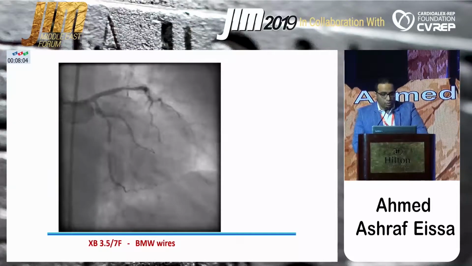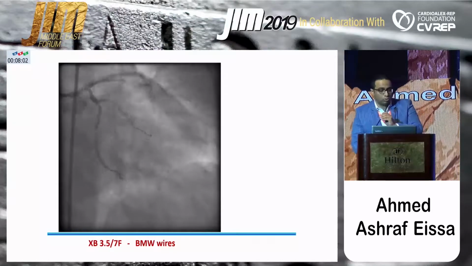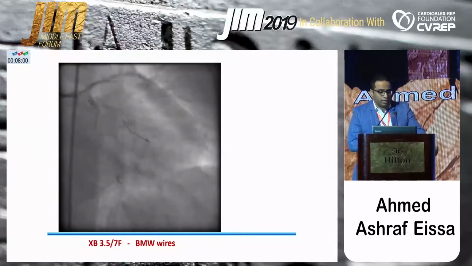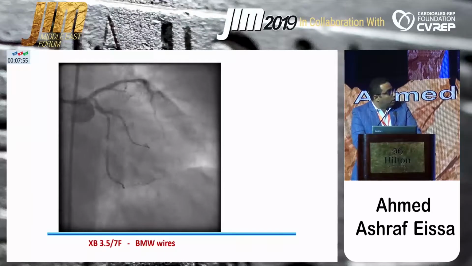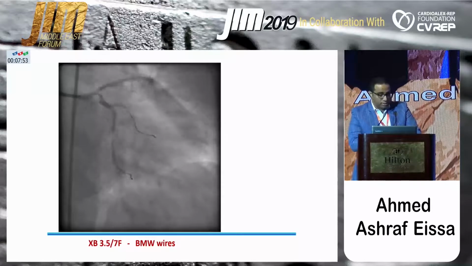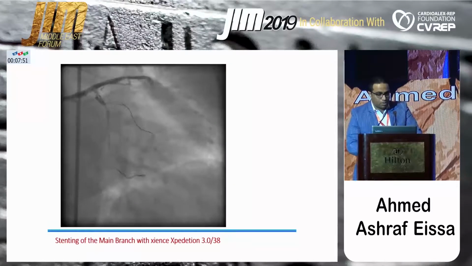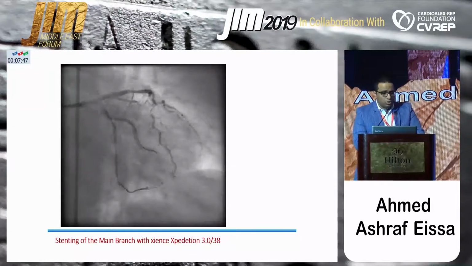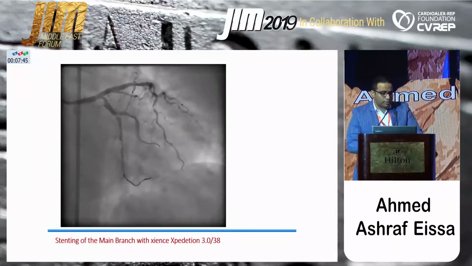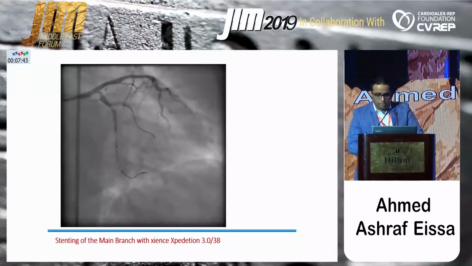So I decided to start with a two-stage technique, XB 3.5, 7 French guiding catheters, BMW wires in the obtuse margin and the LCX. My estimation for this lesion is a soft lesion, so I decided to do direct stenting using Zions Expedition 3.0 by 38.